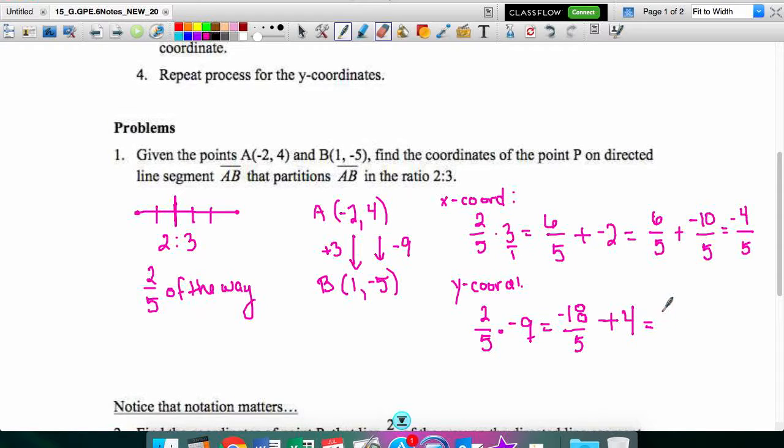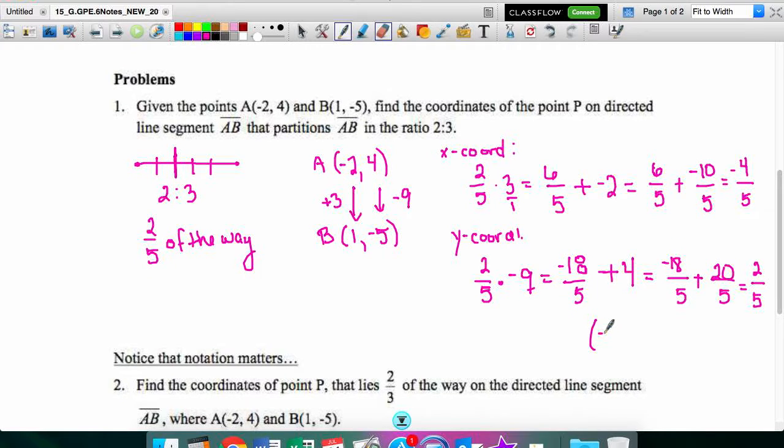Once again, I need common denominators. So I'm going to change the 4 into fifths. 4 in fifths would be 20/5. And adding negative 18/5 plus 20/5 gives me a positive 2/5. So that's my new y coordinate. This gives me an overall point of negative 4/5, comma 2/5. And this would be the location of my new point.